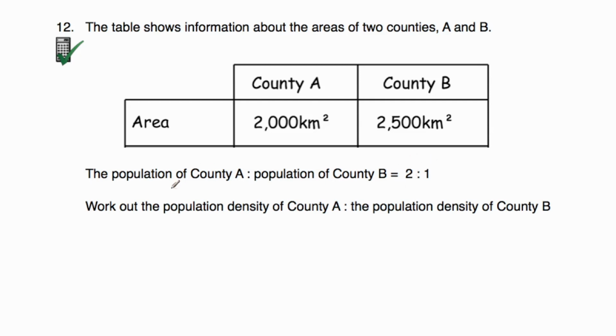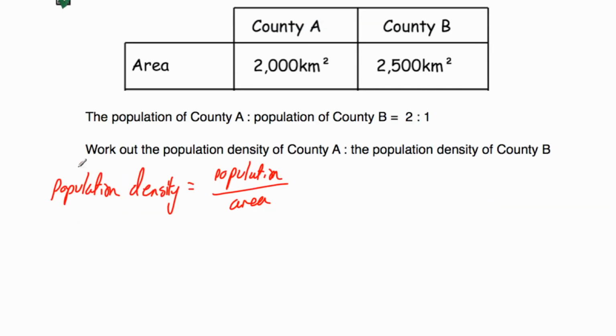And we've been asked to work out a ratio. We've been asked to work out the ratio of the population density of County A to the population density of County B. So let's start off by finding the population density of County A and County B. To work out the population density of each of the counties, we would take its population and divide it by its area.